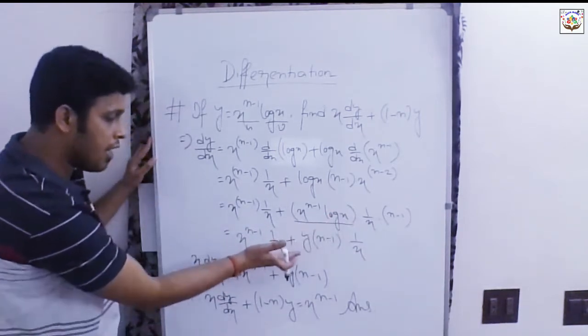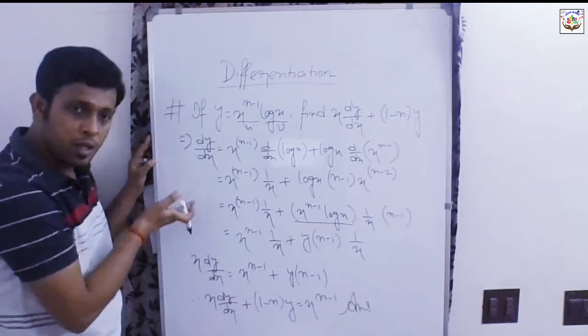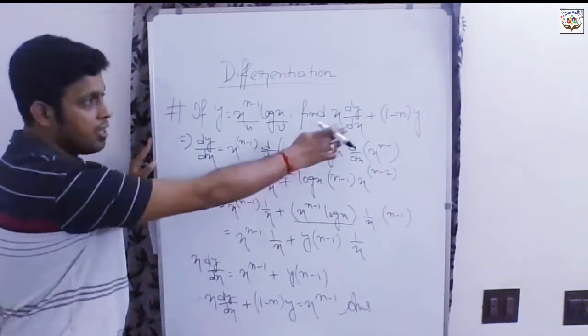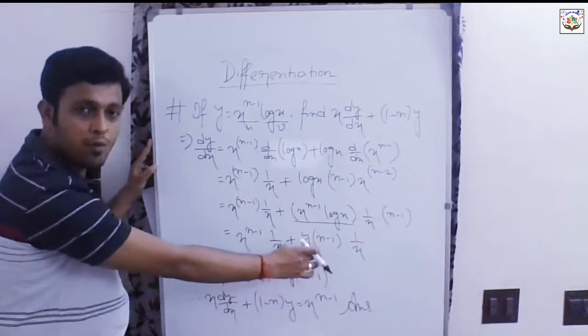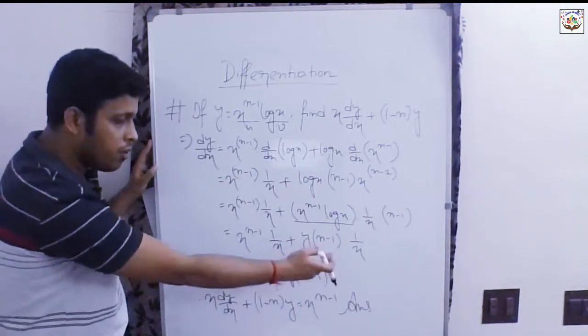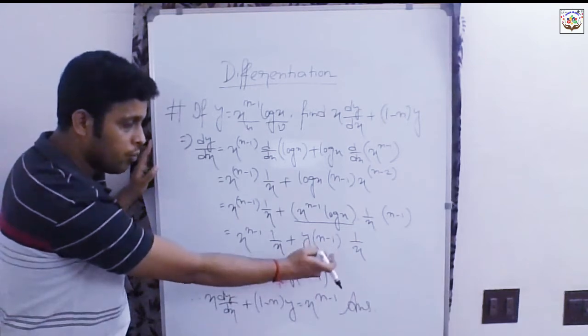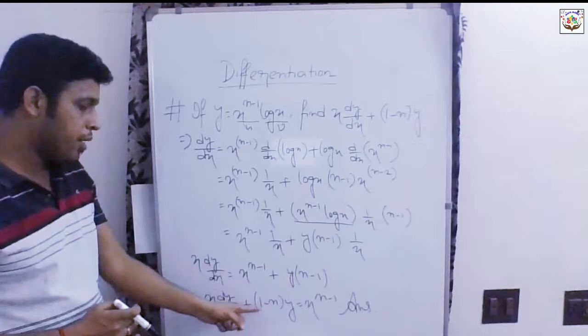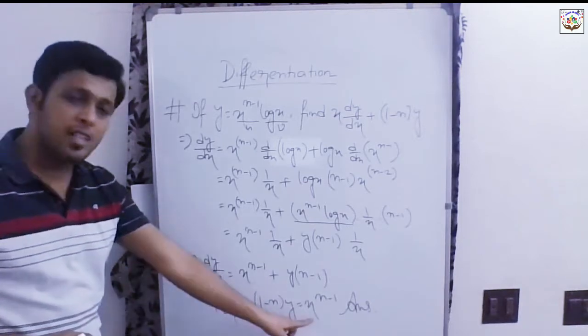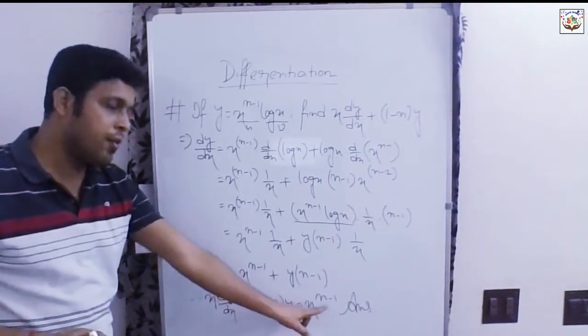So we have cross multiplied it to the dy dx part. So we have got the x dy dx, like we need to find x dy dx, and from this section we already have y into n minus 1. So we know when we bring y into n minus 1 from the right side to the left side, it will be 1 minus n into y. So we have got the desired answer as x to the power n minus 1.